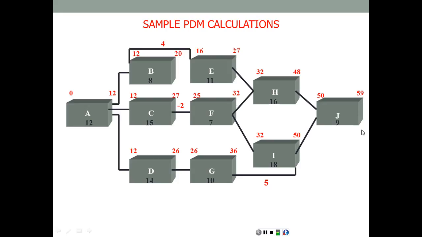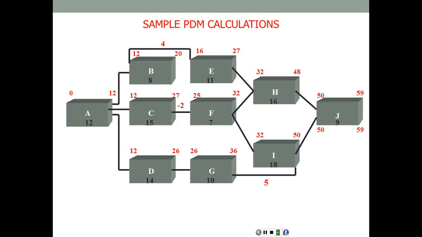Now we're going to start the trip backwards. So we're going to start from the end of activity J, and the early finish is 59. It's going to be the same as the late finish. So we're going to drop here 59 minus 9. Now we're moving backwards, so we're going to subtract, which gives 50 at the late start of activity J.